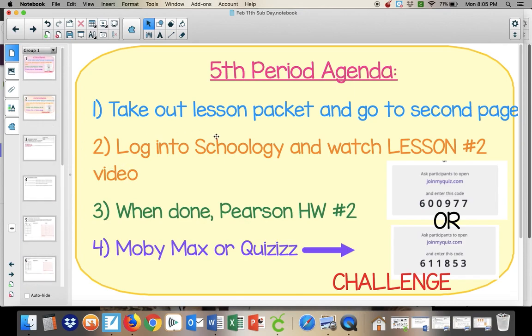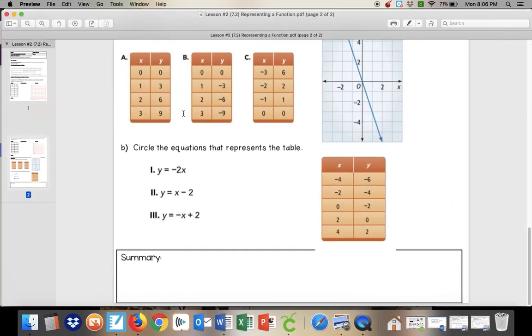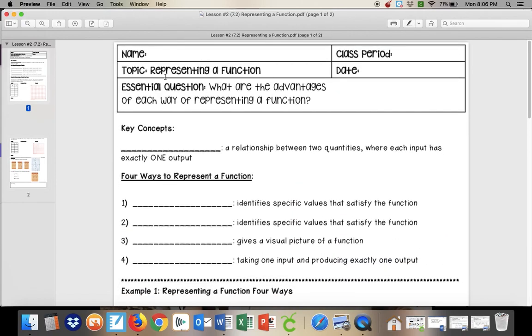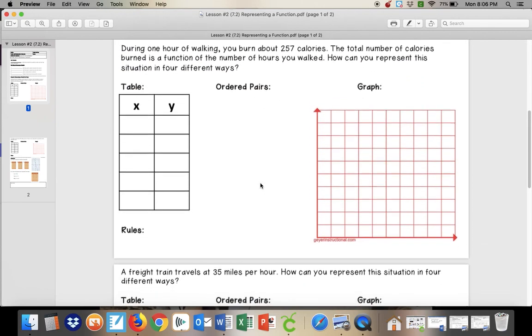So what you are going to do is take out your lesson packet from yesterday. If you are not here, please go up to the sub and ask them for a packet. There are extra copies on the desk. If you cannot find yours in your binder, please try to find it again, because otherwise you do not have your lesson from yesterday, and that is not helpful. Take out your packet, go to the second page, and it should be labeled lesson number 2. It should be representing a function. At the bottom, it has the table and the graph.